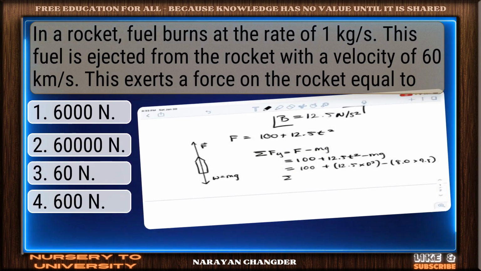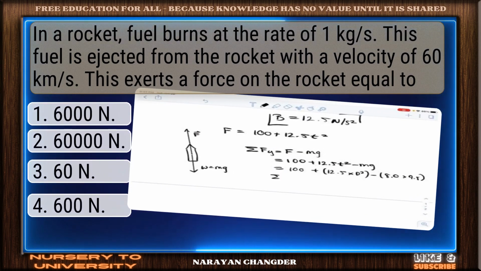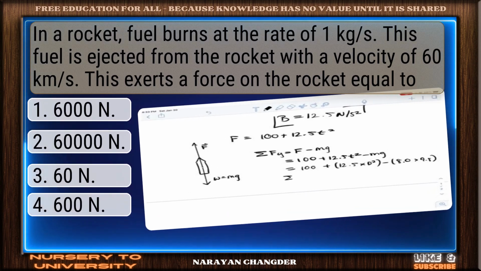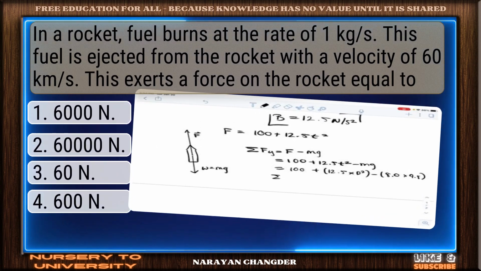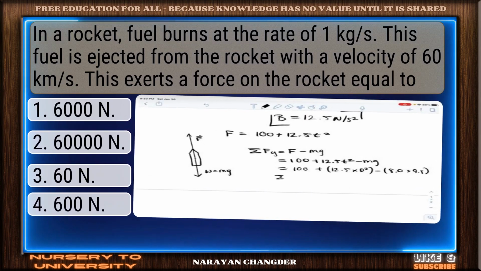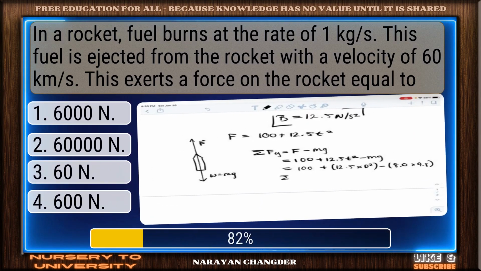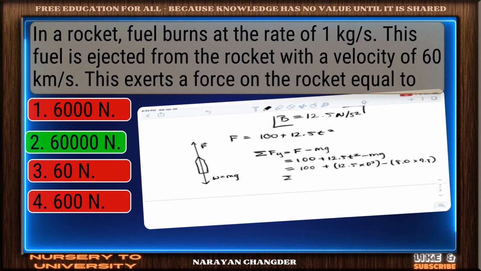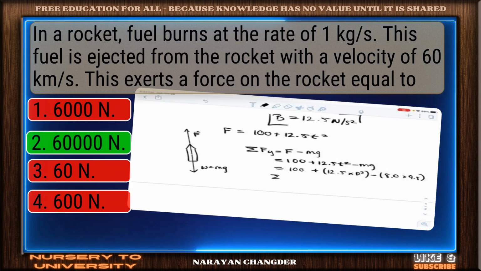Question number 40. In a rocket, fuel burns at the rate of 1 kg per second. This fuel is ejected from the rocket with a velocity of 60 km per second. This exerts a force on the rocket equal to... Great job. 6,000 N is the accurate answer.